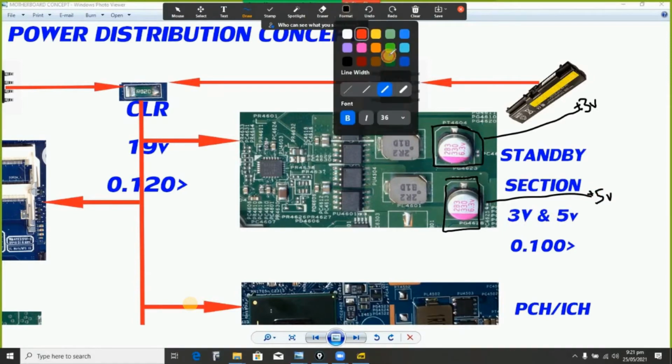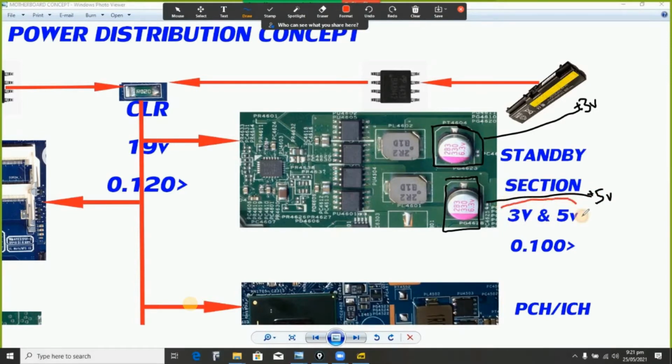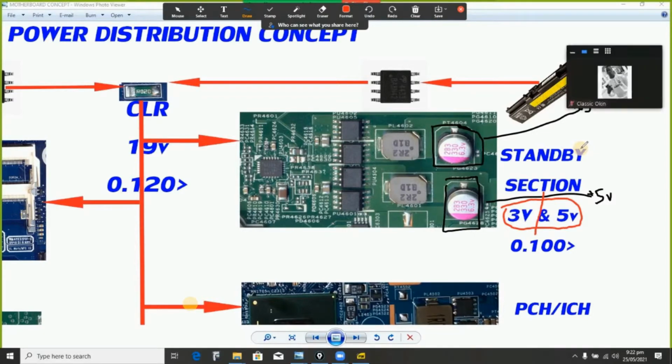It is labeled in this diagram. This is 3 volts and 5 volts. These are what we call standby. The main reason we call them standby is that immediately we plug in our charger, after a series of communication within the motherboard, which we will treat one after the other, these voltages are generated.